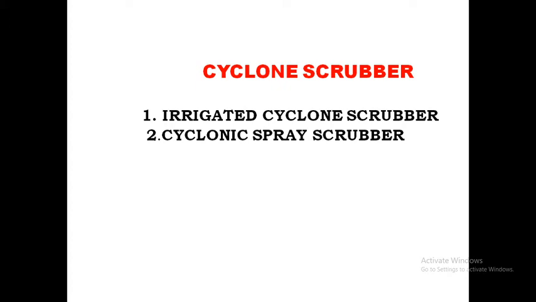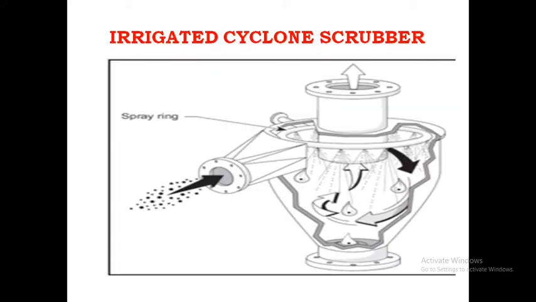The cyclone scrubber is generally a low to medium energy device. The pressure drop of a cyclone scrubber is 4 to 25 centimeters of water. These are the commercially available designs: one is the irrigated cyclone scrubber, another is the cyclonic spray scrubber. One by one we will discuss. First one, the irrigated cyclone scrubber.